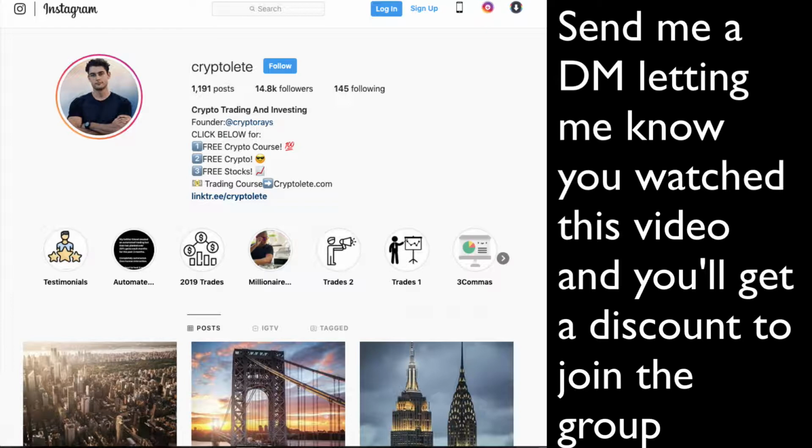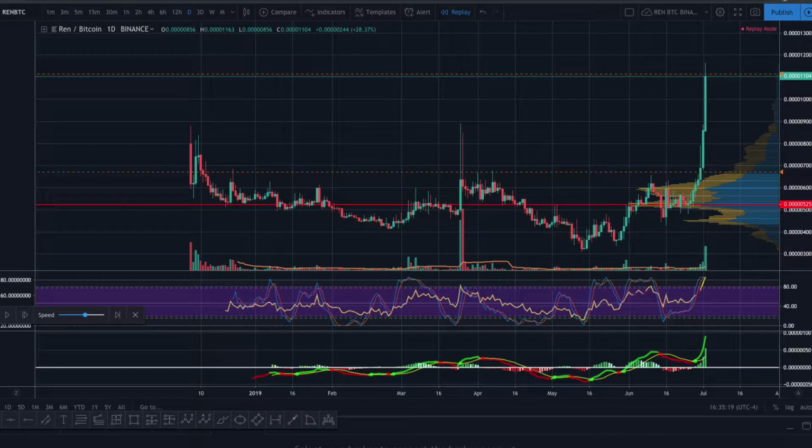Now, I want to actually show you an example of how I trade. Alright guys, so you're about to see how I actually put on a trade and just one of the many strategies that I like to use. The strategy that I'm going to show you here, I call the Cryptolete Simple Fib Strat. This is what I do.